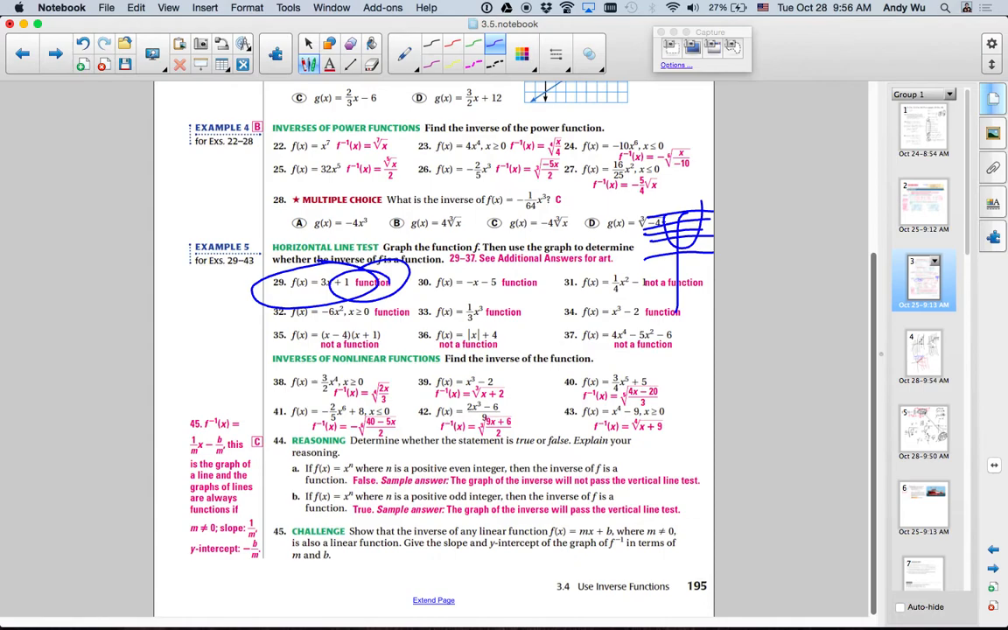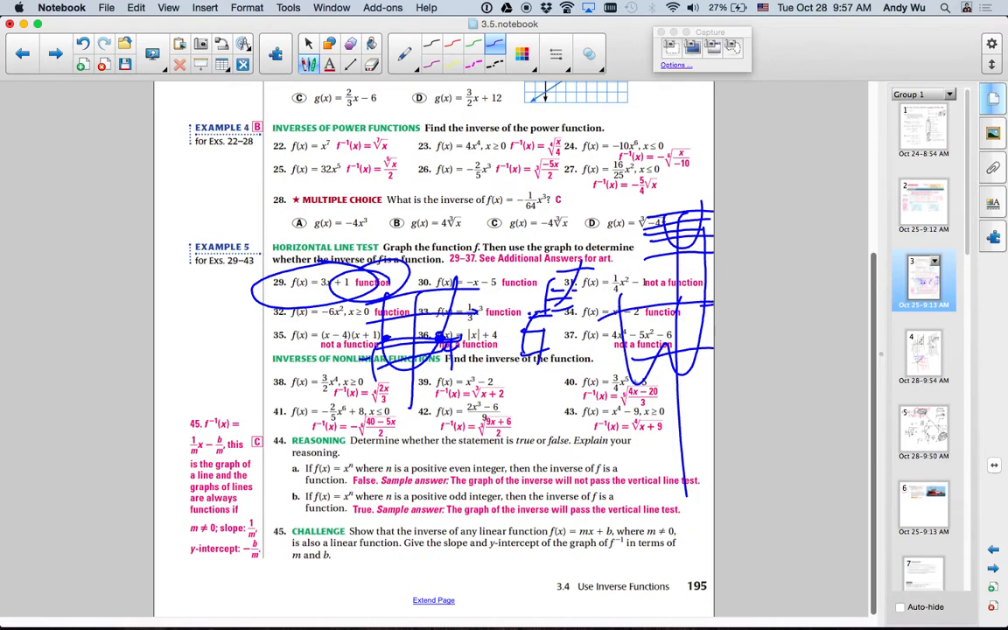Okay? This one is a cube root. That is a function. This one is a quadratic, right? Intercepts at -1 and +4. And by the horizontal line test, not a function. That one is a 4th root, so that means something like that. Not a function.